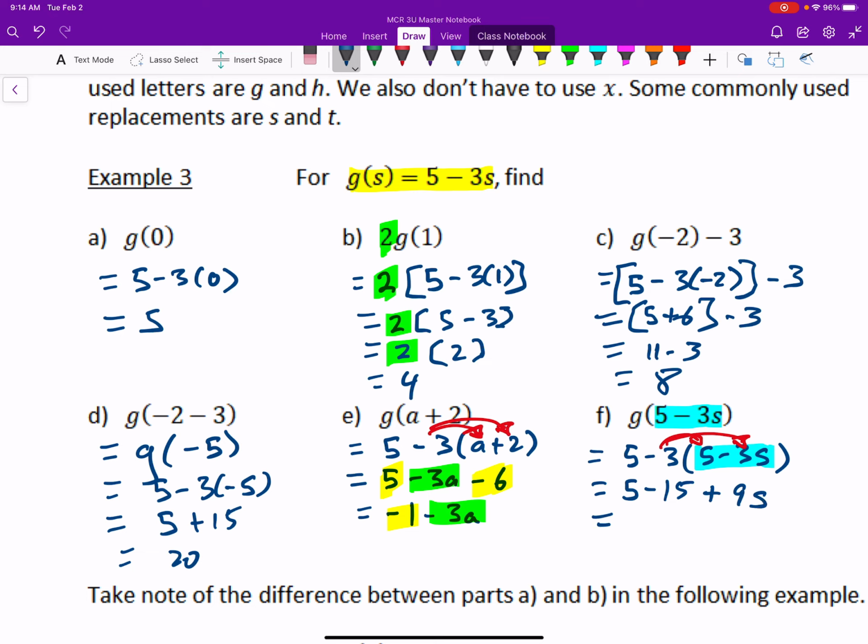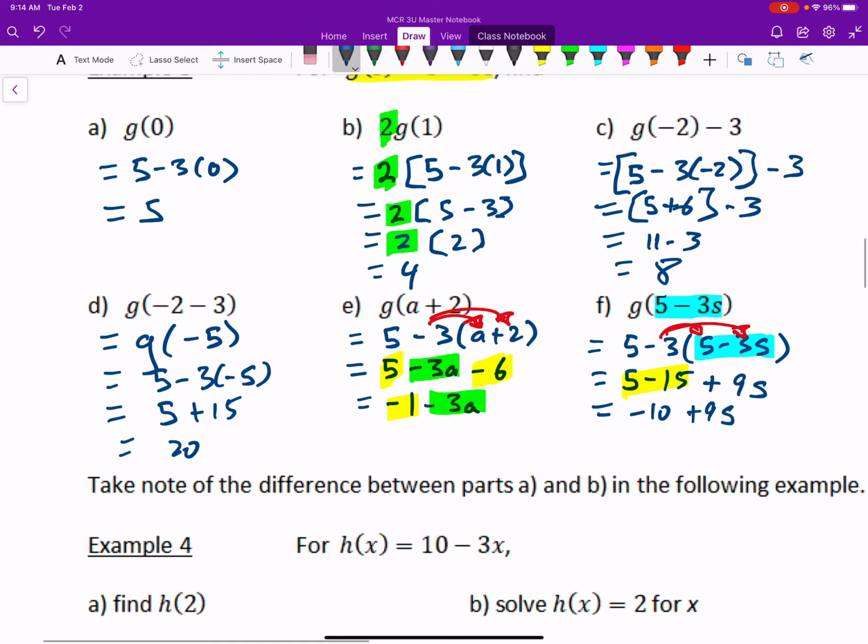And what I get when I simplify my like terms, the constant terms here, I get negative 10 plus 9s, and then I've got unlike terms, and I can't go any farther.